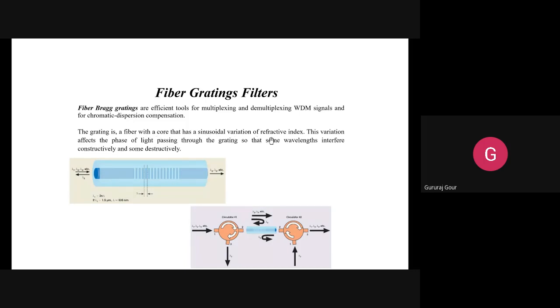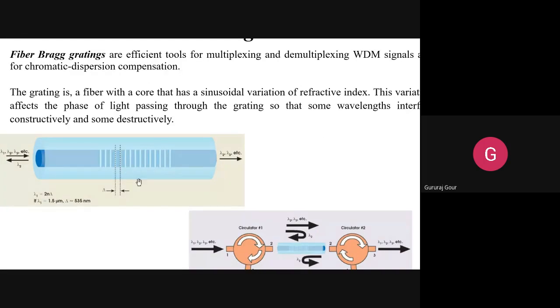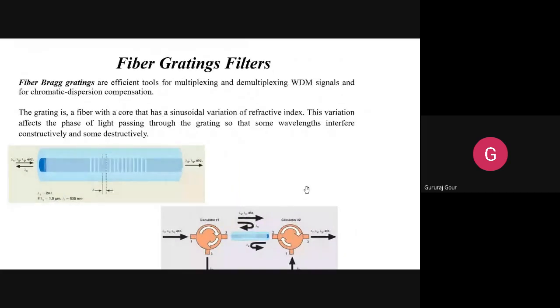A grating is a fiber with a core that has a sinusoidal variation of refractive index. The gratings are cuttings which provide the variation of the refractive index in a sinusoidal manner. The refractive index increases gradually, then decreases, increases, decreases, like that in a sinusoidal fashion. This variation affects the phase of the light passing through the grating, so that some wavelengths interfere constructively and some destructively cancel out.